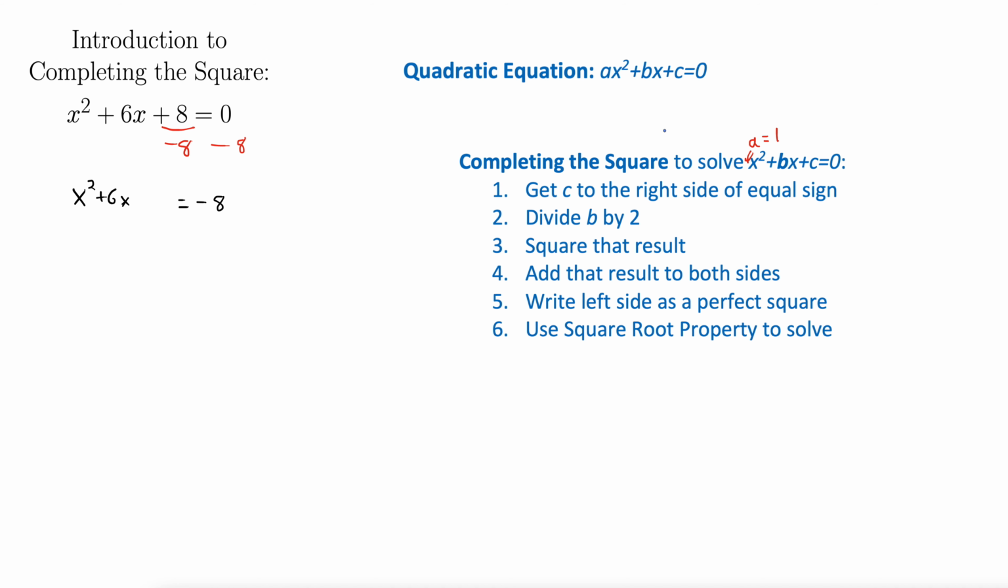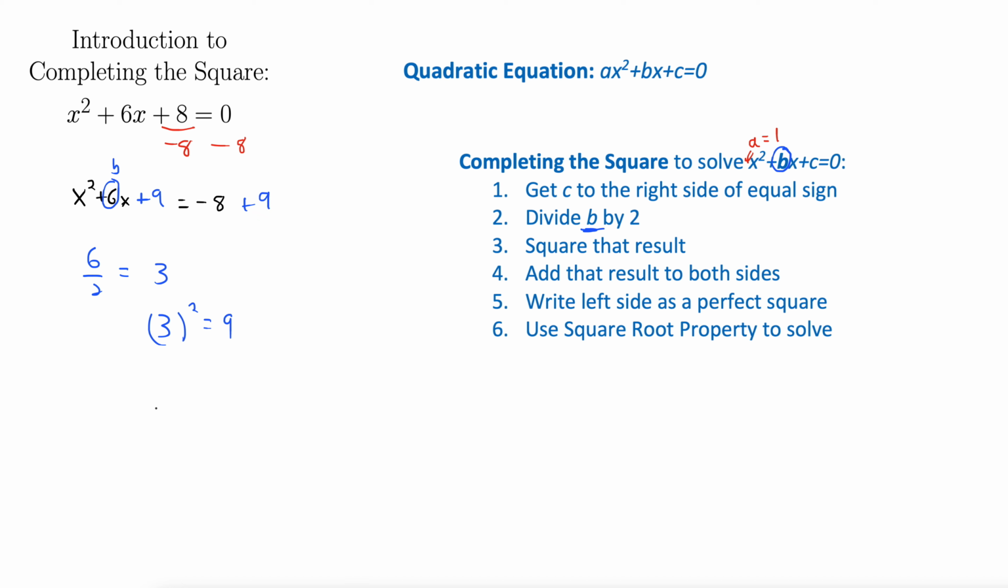The next step says to take the b term and divide it by 2. So remember, the b term is this middle term here. I've bolded it. It's the one that goes with the x. So here's our b term. This is what I mean by b. You take that, you divide it by 2. Okay, well that gives us 3. Square that result. Okay, 3 squared equals 9. Add that result to both sides. Okay, so now I'm going to add this 9. So we have plus 9 and plus 9.